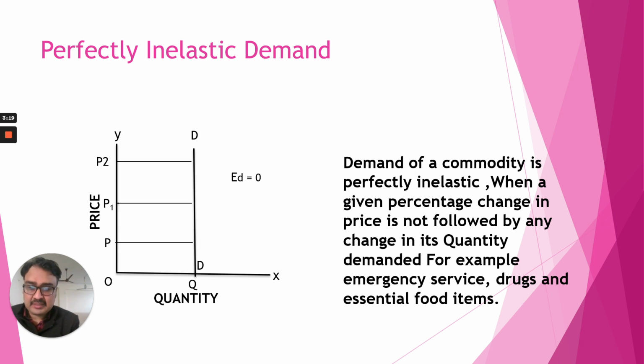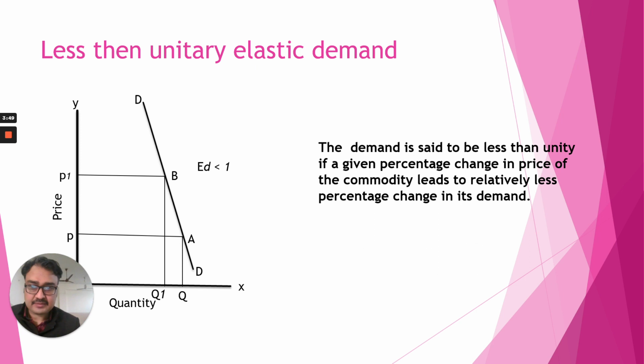That is, in this case the demand curve DD is a straight line parallel to the y-axis, indicating that when the price is changing from OP to OP1 and from OP1 to OP2, the quantity of the commodity remains unchanged, that is at OQ level. It means quantity is not responding to the change in price. In this case, the demand will be perfectly inelastic.